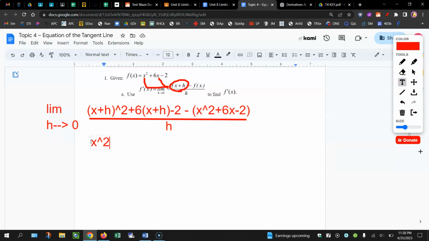So this is going to turn into x squared plus 2xh, or 2hx, doesn't matter, plus h squared plus 6x plus 6h minus 2. Now you're going to distribute the negative here. So minus x squared minus 6x plus 2. Again, this whole thing divided by h.